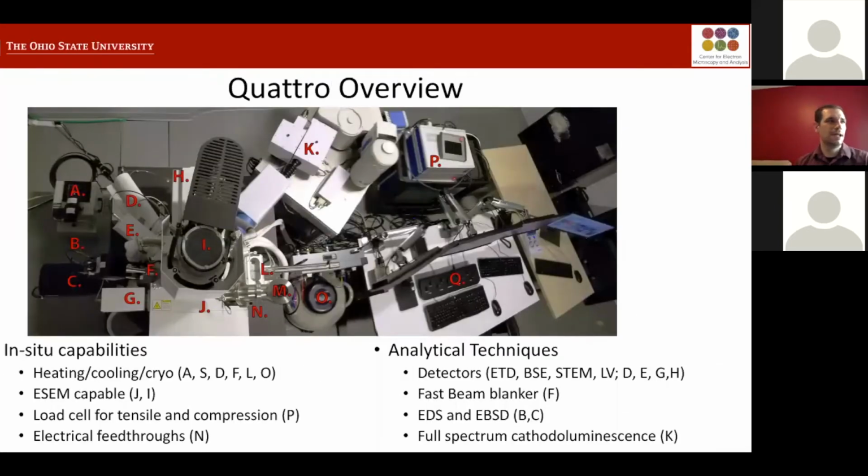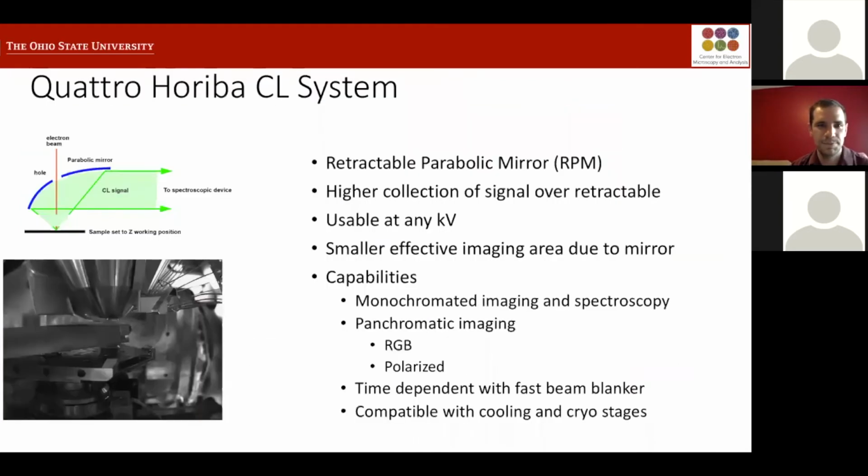Okay, so I want to go a little bit more into the Quattro and what's available on there, since it's a very complex system. I've talked a bit about everything that's available on it before, so I'm going to focus on our CL system. How the signal is collected is going to be quite a bit different than how it is on the retractable backscatter. The retractable backscatter is the detector, whereas here we're going to insert a parabolic mirror from the side. So this is where the mirror comes in.